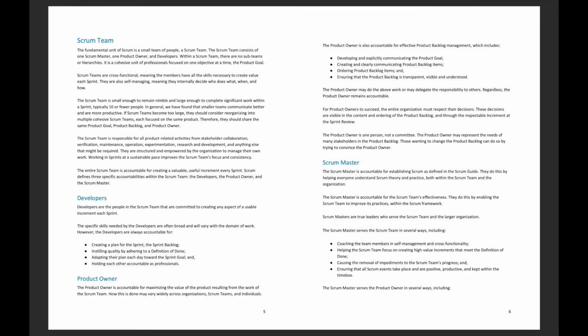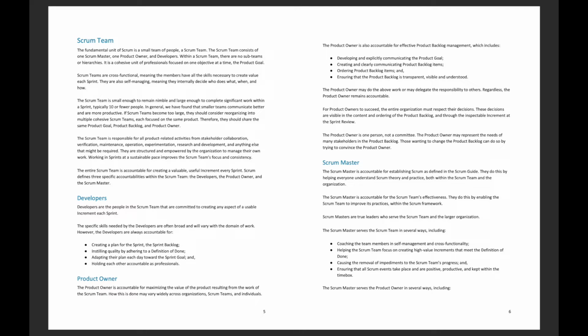Scrum Team. The fundamental unit of Scrum is a small team of people, a Scrum Team. The Scrum Team consists of one Scrum Master, one Product Owner, and developers. Within a Scrum Team, there are no sub-teams or hierarchies. It is a cohesive unit of professionals focused on one objective at a time, the product goal. Scrum teams are cross-functional, meaning the members have all the skills necessary to create value each sprint. They're also self-managing, meaning they internally decide who does what, when, and how.